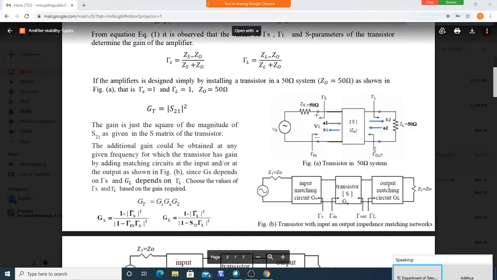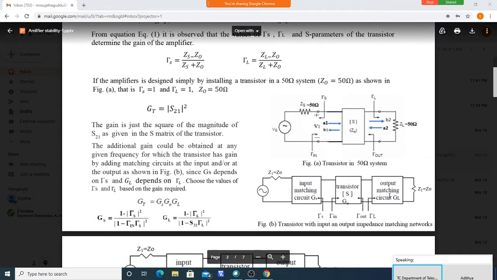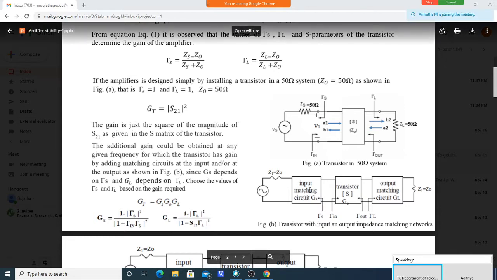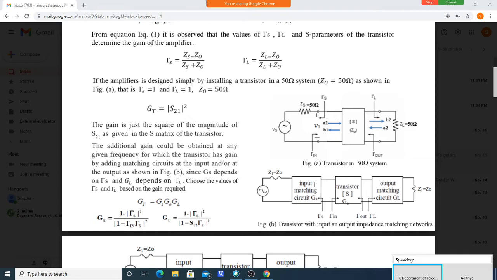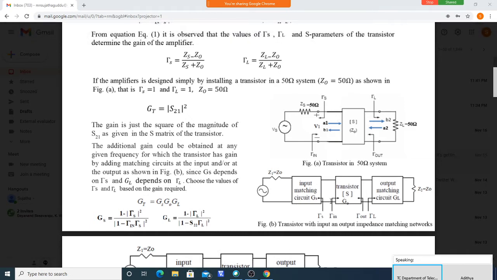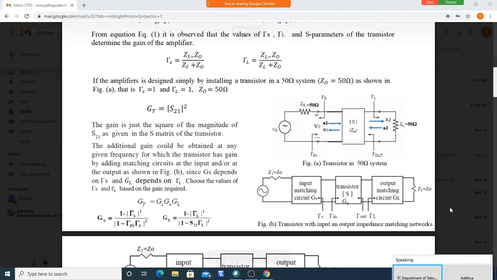But if you want additional gain, then we need to connect the impedance matching network at the input and output. As we were discussing, if you want 15 dB, 2 dB must come from the input matching network and 1 dB from the output matching network. We got that in the previous class: 2 dB from here, 1 dB from here, and 12 dB from the transistor, totally 15 dB. So additional gain we obtain from here and here.